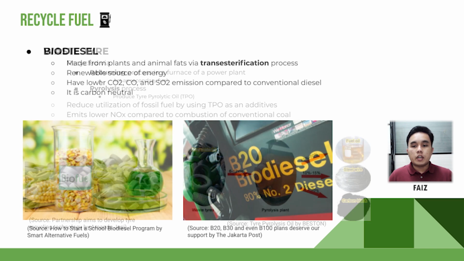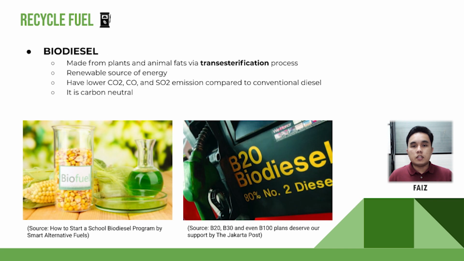And the third one, we have a method to convert plant and animal waste into a fuel known as biodiesel. Biodiesel basically has lower CO2, CO, and SO2 emissions compared to conventional diesel. It can be used in a power plant and also in commercial vehicles such as cars and lorries. And at the same time, it is considered carbon neutral.